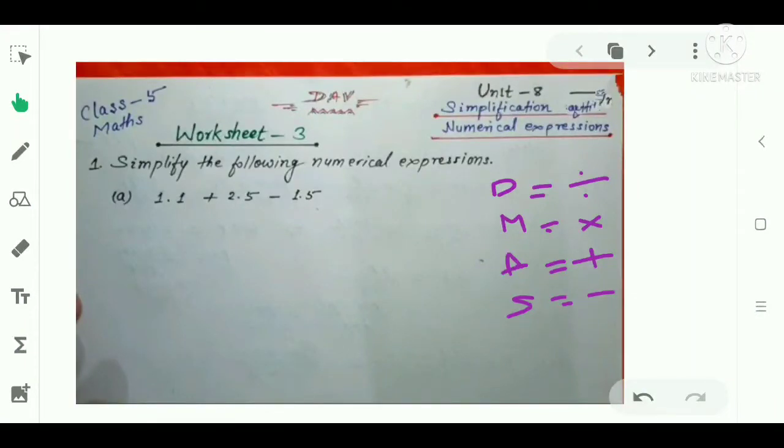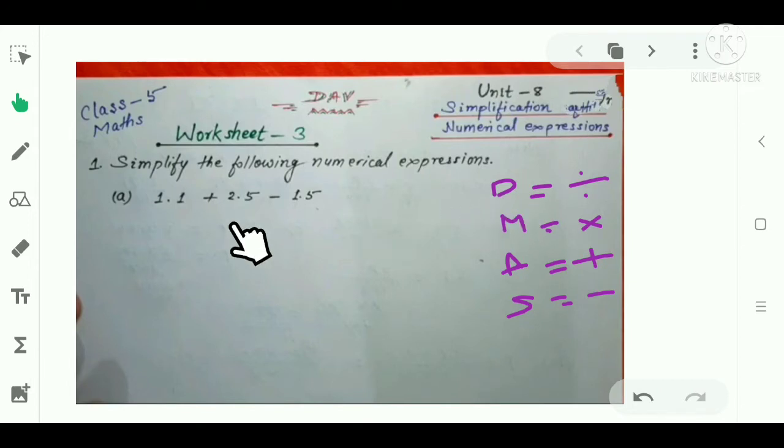So students, we are doing unit 8, simplification of numerical expressions. This is your worksheet 3 that we are going to do. The question is: simplify the following numerical expression. This question we have to solve by applying the DMAS method. DMAS, what is DMAS? I have explained in online class.